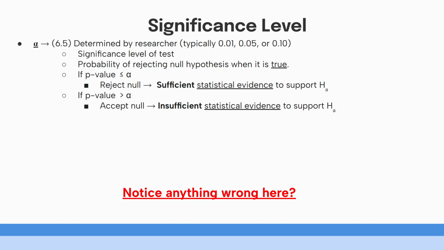Reject the null, yes. But if the p-value is greater than your significance level, not greater than or equal, just greater, you accept the null, and that means you have insufficient statistical evidence to support the alternate hypothesis.